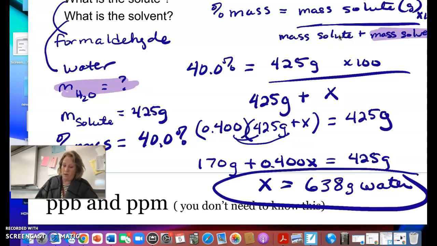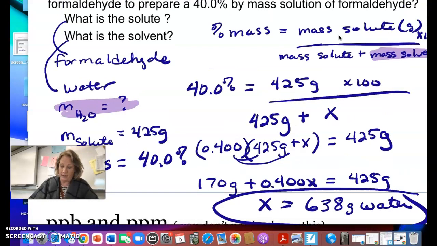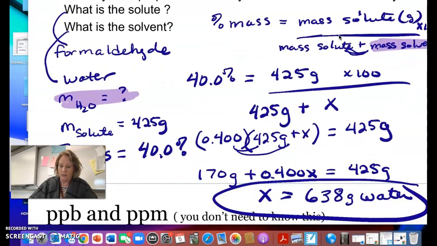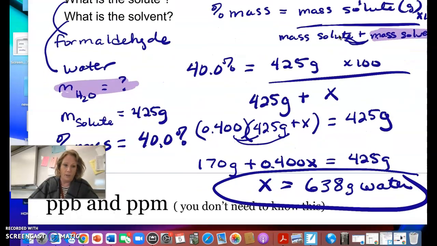I can double check that I have that correctly by putting the 425 up here, and then 425 plus 638 would be this number, and then times 100, and I should get 40%, or really close. It might be a little different just because of rounding. So I hope that helps you with percent mass calculations.